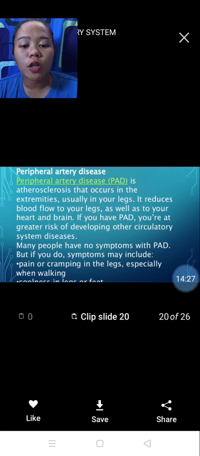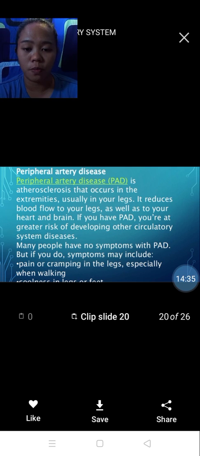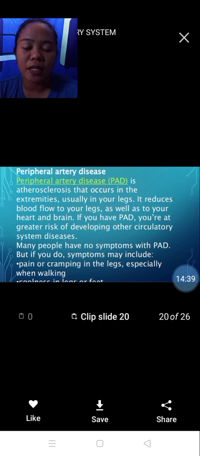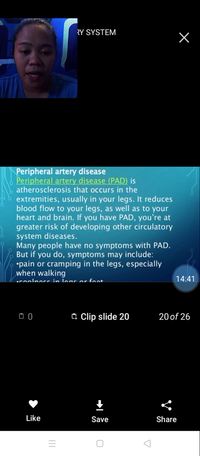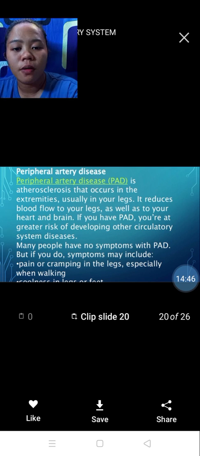But if you do, symptoms may include pain or cramping in the legs, especially when you are walking. Those are the symptoms. Usually, it is the pain or cramping in our legs, especially when you are walking. That is PAD.